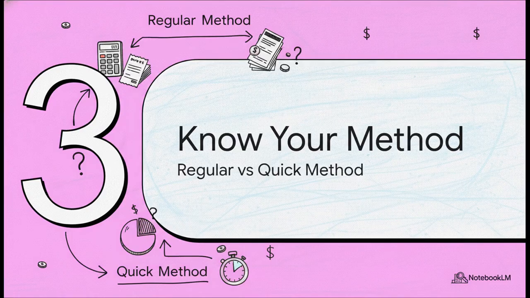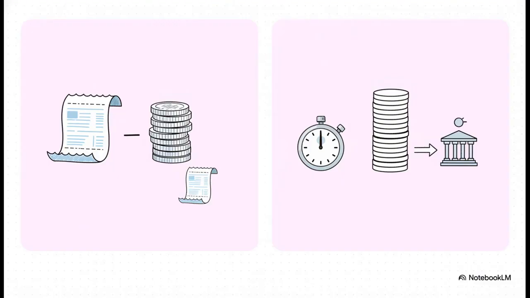Now for step 3. Know which GST/HST method you use. Don't worry, you don't need to master the complex selection process right now. You just need to know which rules apply to you. There are basically 2 main ways to handle your filings. The regular method is the standard approach.